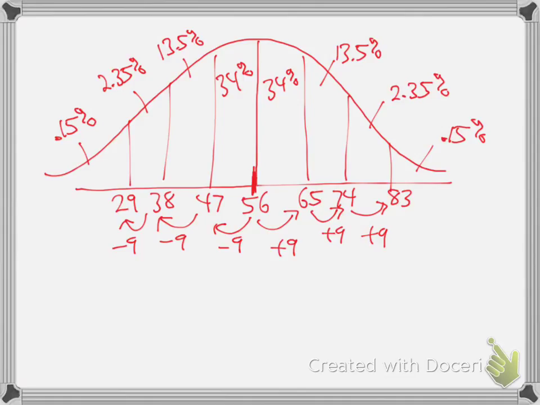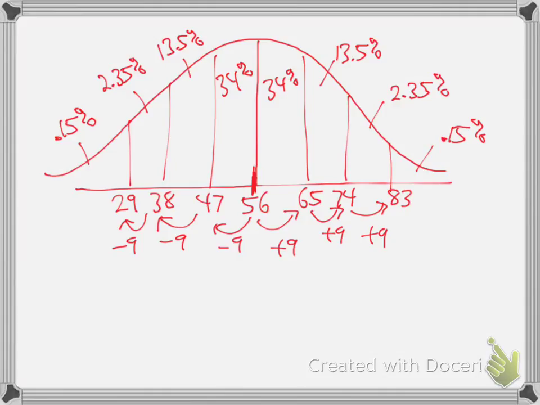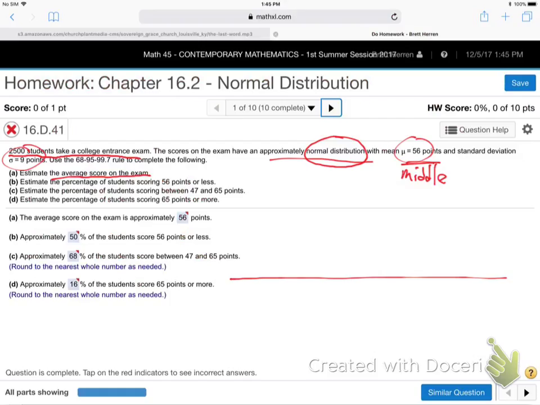Everybody good with how we make that? It's going to be kind of the same every time. All right, let's see what their questions are. They're saying, estimate the average score on the exam. So what's the average? Well, that's the middle. That's the 56, isn't it? Yeah, 56 right there. So there's the middle. That's 50. Oh, I've already got the answer, don't I?